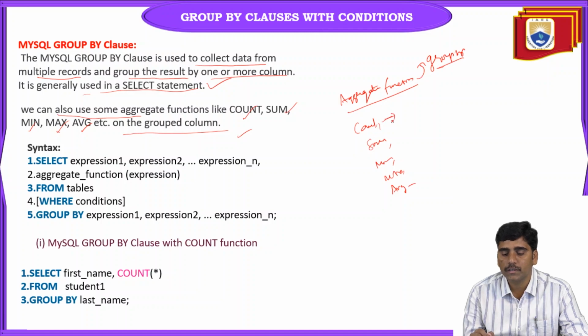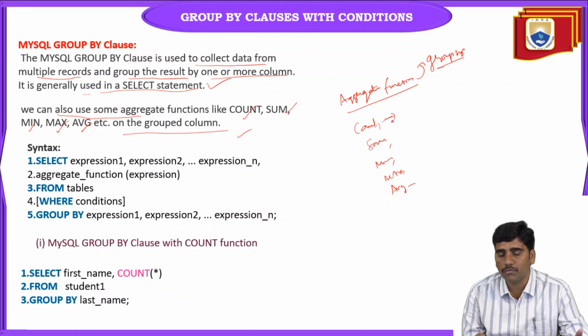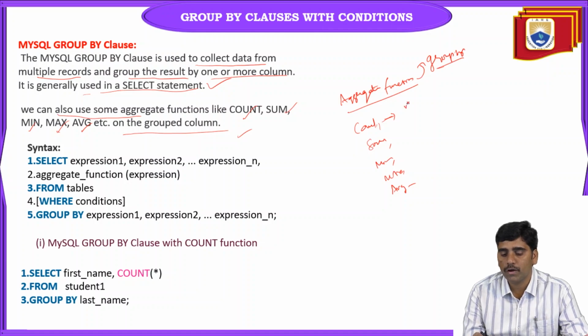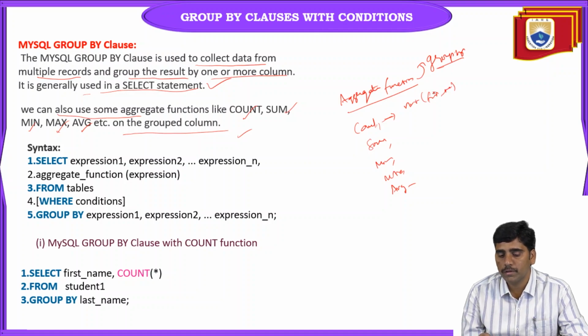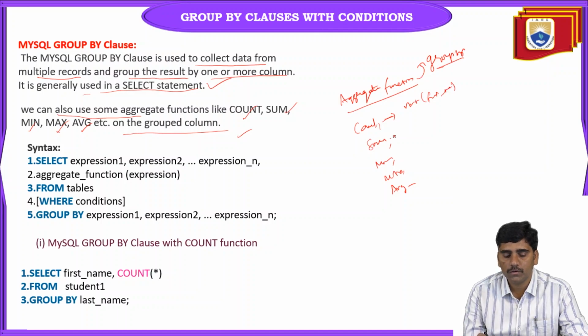The COUNT function is used to count the number of values in the table. If you want to count first names, it counts how many first names are in the table. If you want to perform SUM, you sum the ages or the salaries. And MIN gets the minimum value, whoever has the minimum age among the employees.